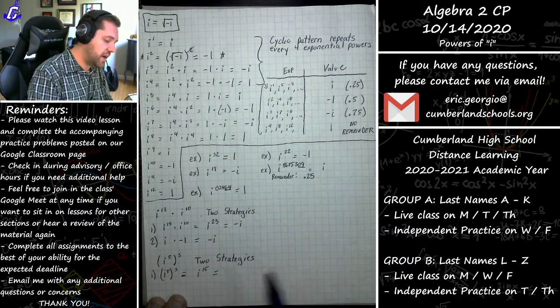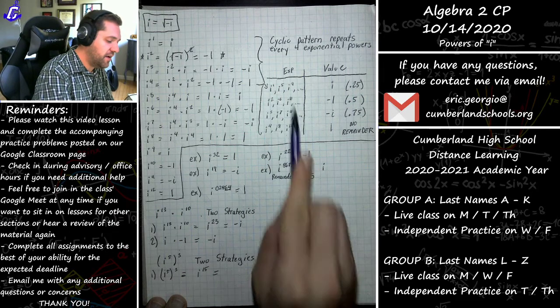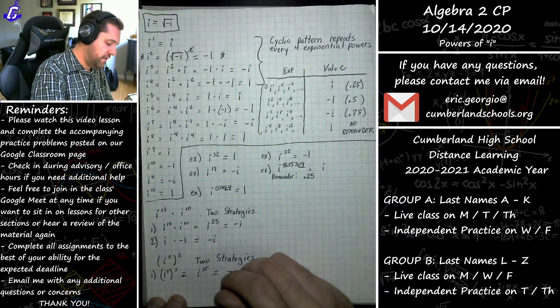And using our chart, I'd say, well, I to the 15th would end up here, because if I to the 12th is here, I to the 13th would be here, 14th would be here, and 15th would be here. Negative I. Done.